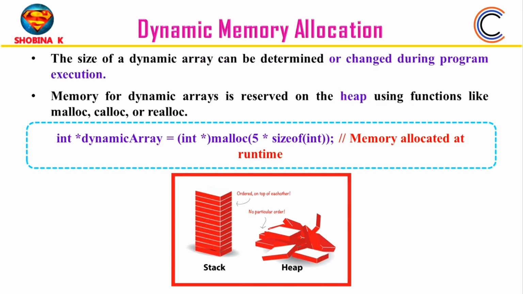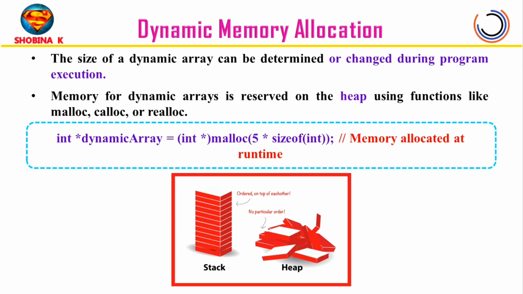Now coming back to dynamic allocation in C, the size and type of the array can be determined during the execution of the program, which enables flexibility in adjusting the array size as needed. The process of dynamically allocating memory is accomplished using functions like malloc, calloc, or realloc. The memory allocated by these functions is usually reserved on the heap. And here is an example.